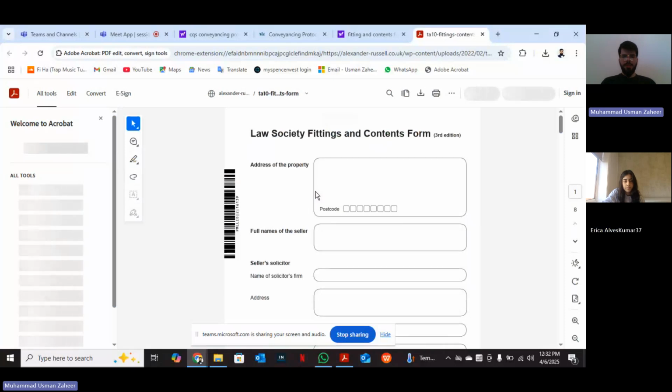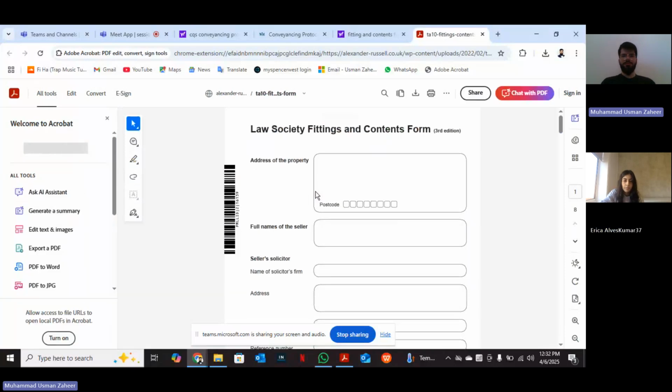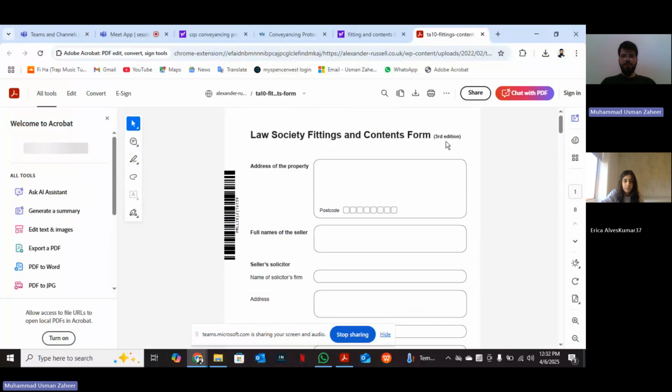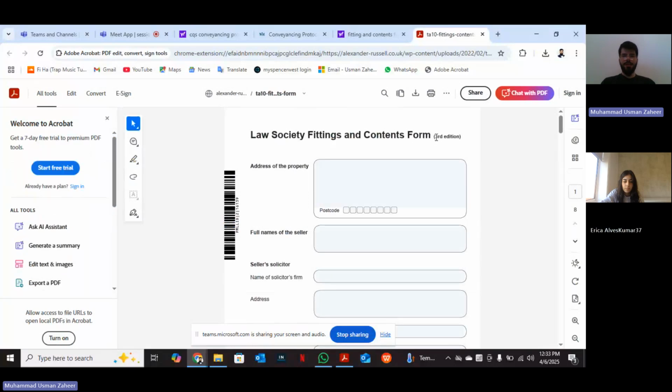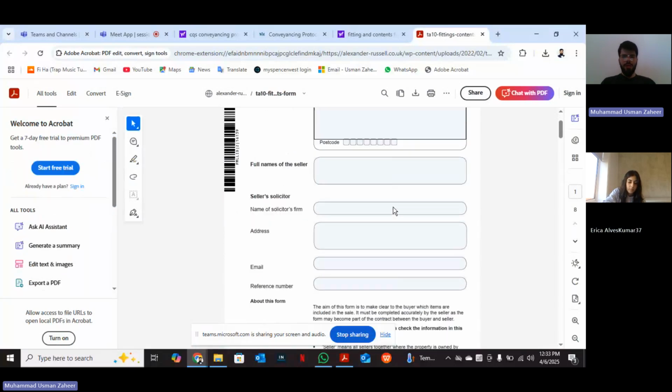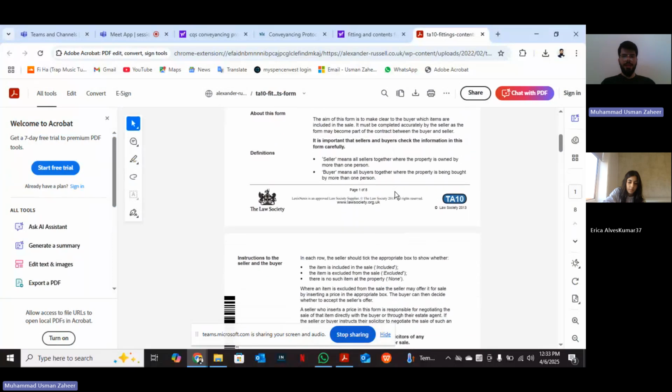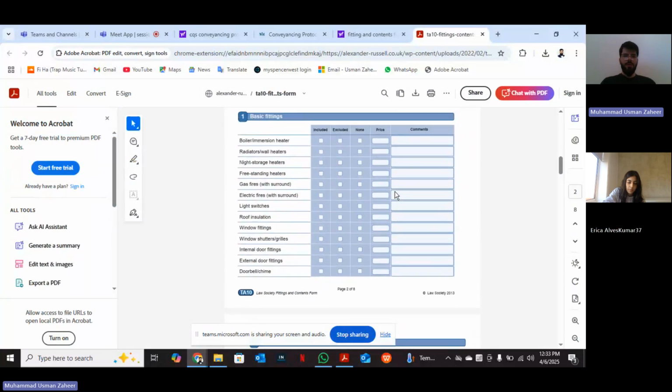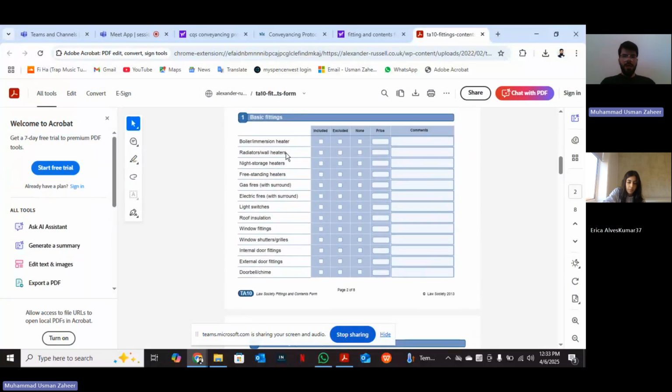Right. So this is the Law Society fittings and contents form. You need to make sure that it's the latest edition. You can go onto the Law Society website and see that this is the latest edition. Now, there we go. So, basic fittings.